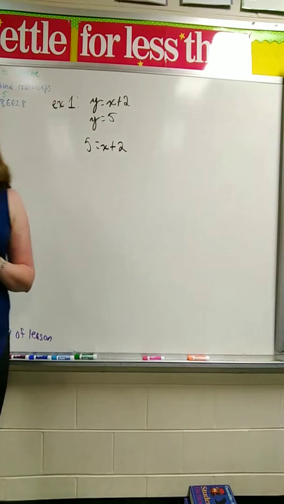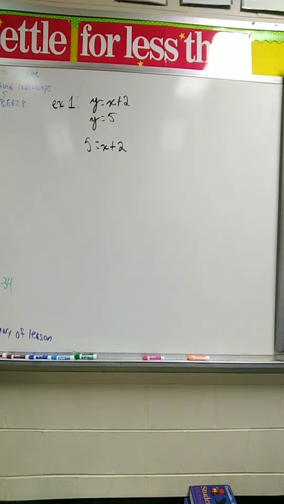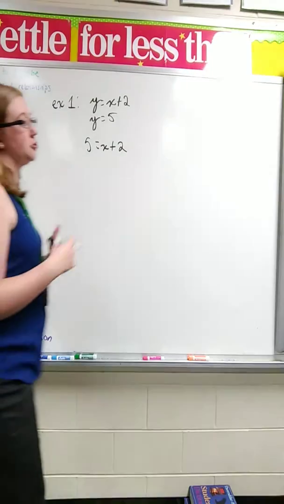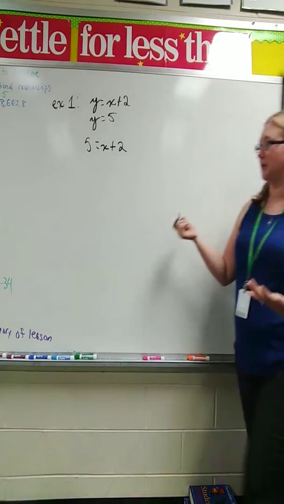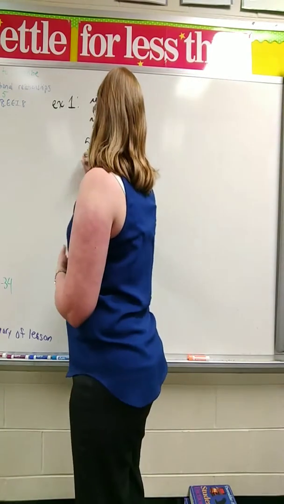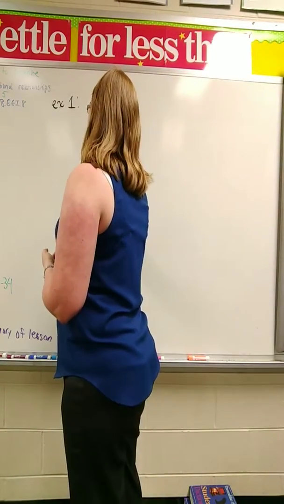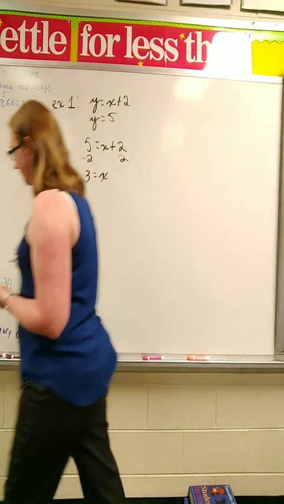5 equals x plus 2. What do I do to solve for x in this situation? Okay, let's say that I'm going to have to show my work. I'm going to have to subtract 2. So then 3 is equal to x.